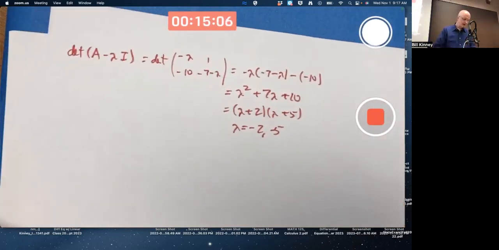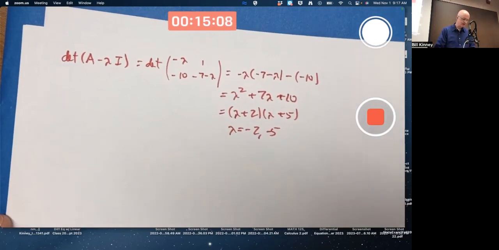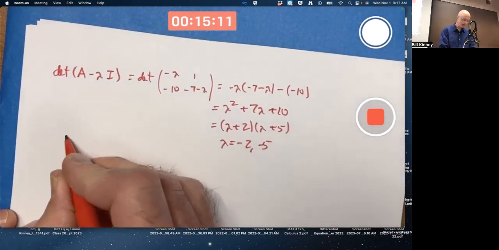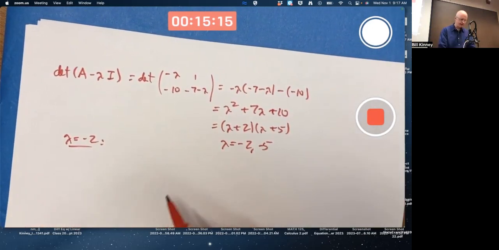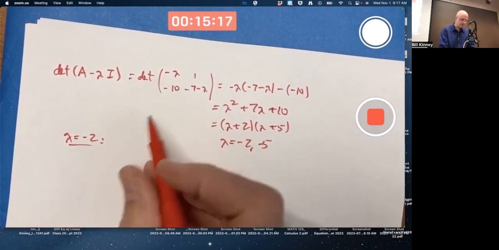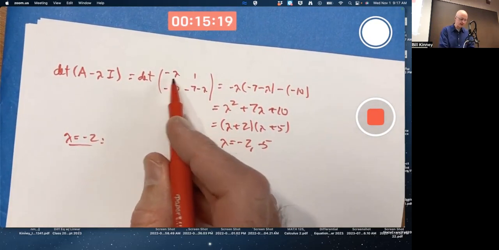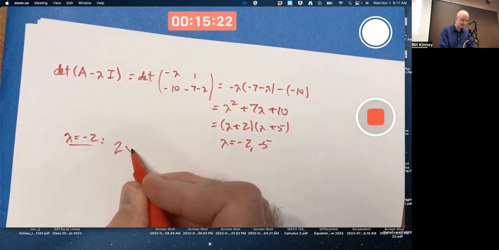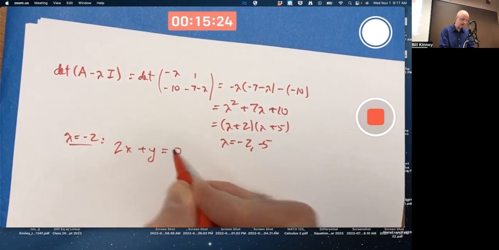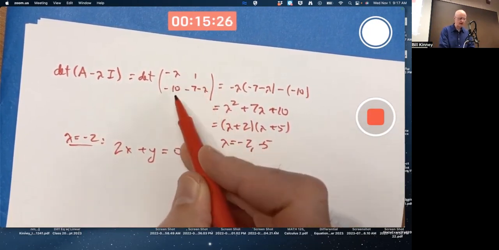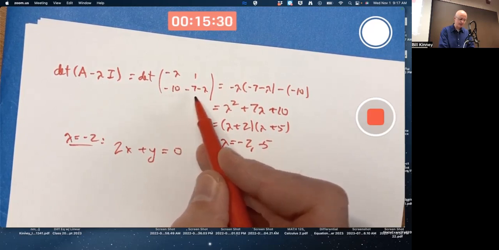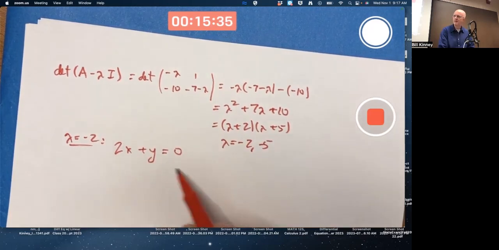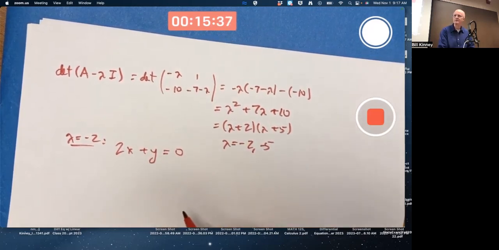Those are the eigenvalues. What are the eigenvectors? For -2, replace lambda with -2. Negative of -2 is +2. We get positive 2x plus y equals 0 from the first line. I'm not going to bother doing the second. If I did, I'd get -10x, and -7 minus -2 would be -5, so -10x minus 5y equals 0 would be an equivalent equation.